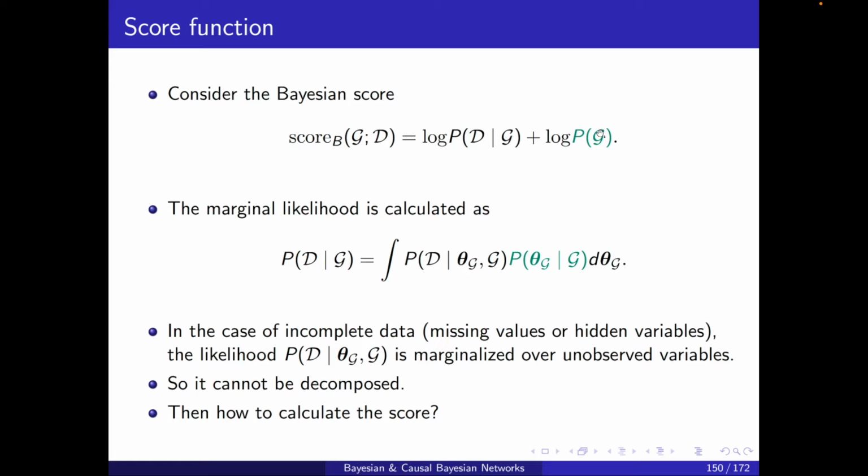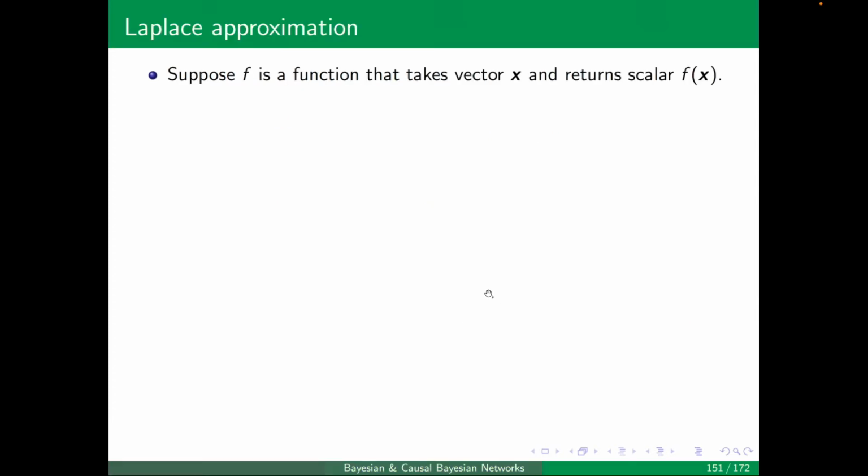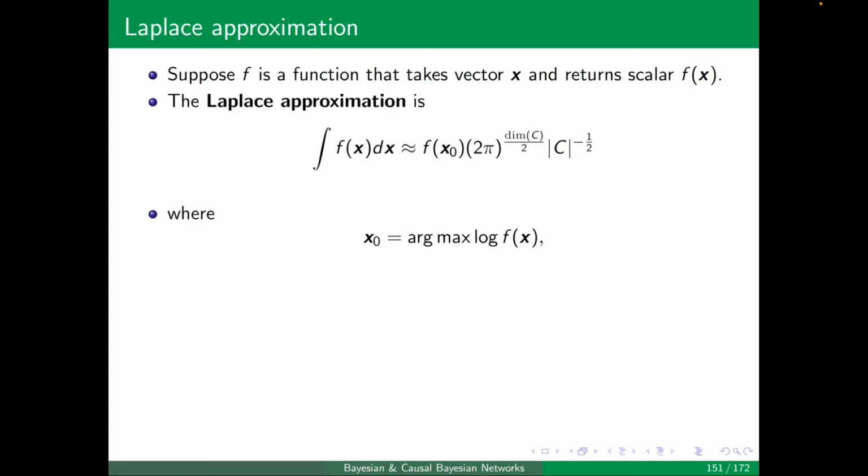I mean, this term is not that difficult. For example, if we have a uniform distribution, we can deal with it. But what about this one? Well, we can use the Laplace approximation. What is the Laplace approximation? Suppose f is a function that takes vector x and returns scalar f(x). The Laplace approximation is the following.